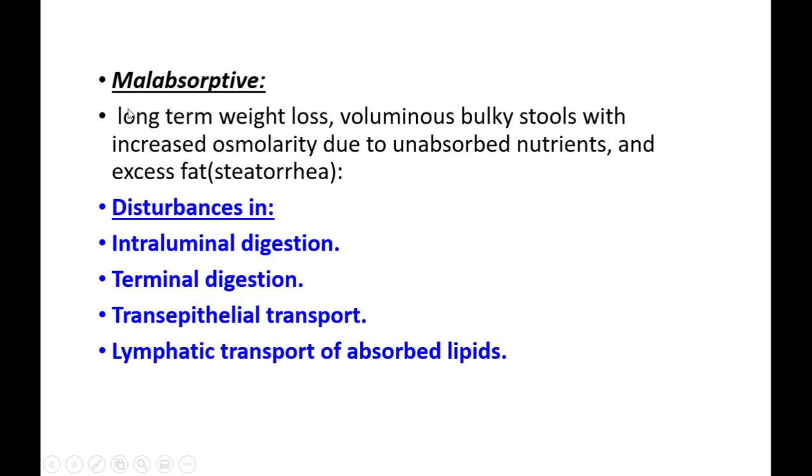Malabsorptive diarrhea is associated with long-term weight loss, voluminous, bulky stool with increased osmolarity due to unabsorbed nutrients. So there is inability to absorb nutrients, lipid, protein, and so on. The hallmark or the characteristic of this malabsorptive diarrhea or malabsorption is steatorrhea, excess fat in stool, fatty stool.